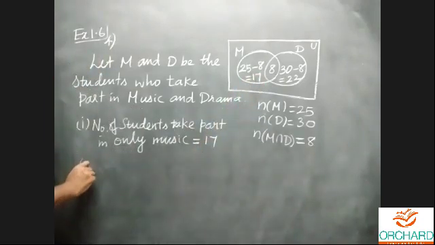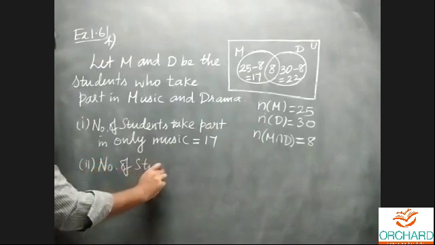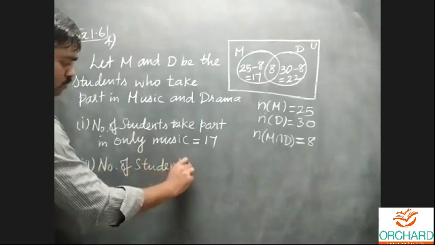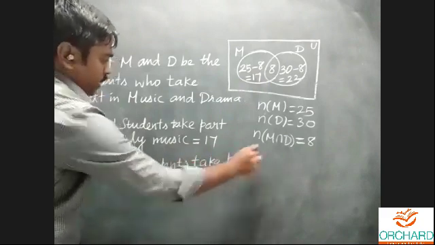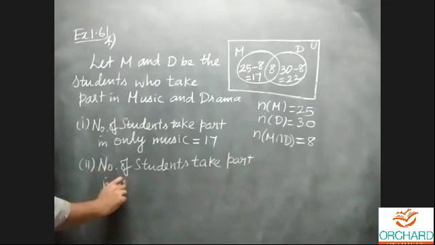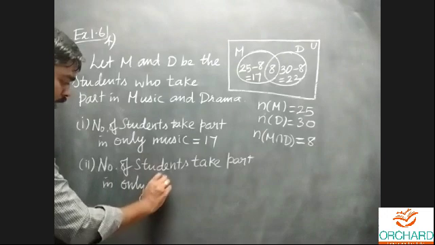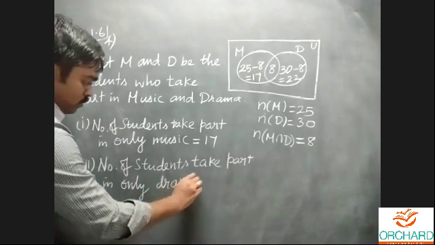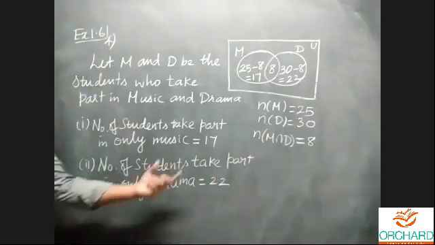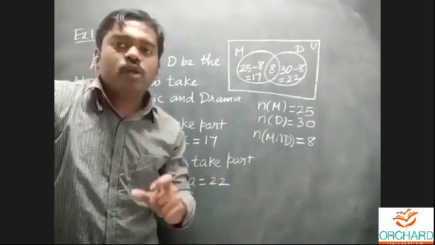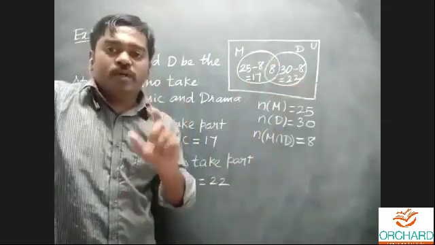Second subdivision: number of students who take part in only drama, which is equal to 30 minus 8, that is 22. Those are the students who didn't participate in music; they participate only in drama.